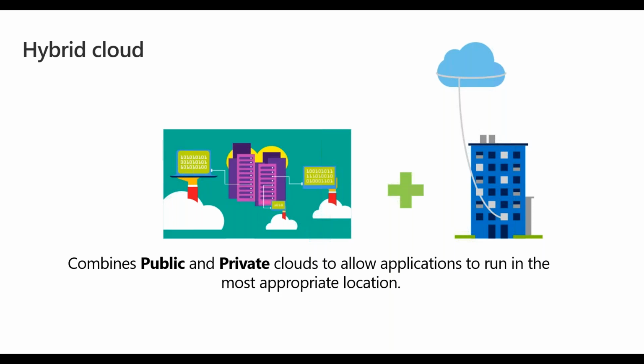So the first one, when it gets migrated, might be dependent on the other servers in on-prem, right? So definitely there should be a connection between public cloud and private cloud, right? So that's called hybrid cloud.